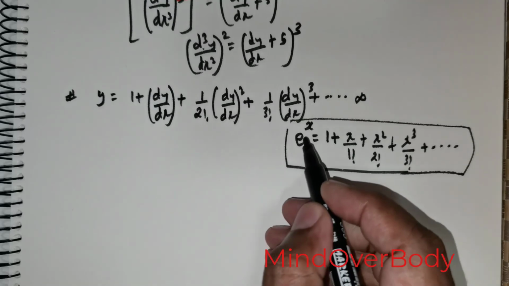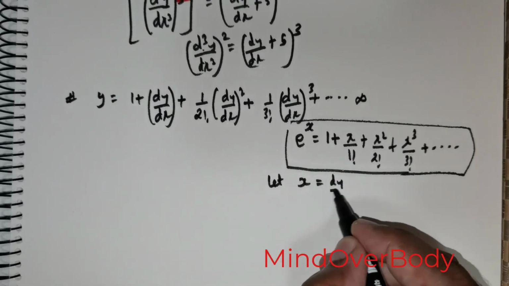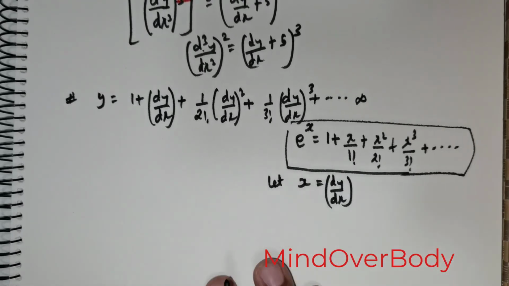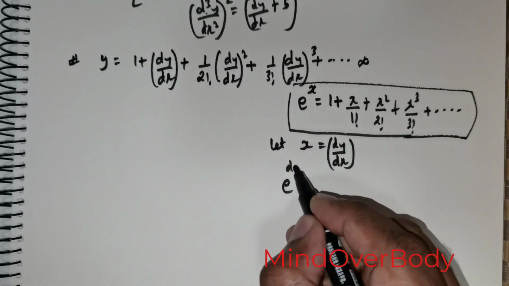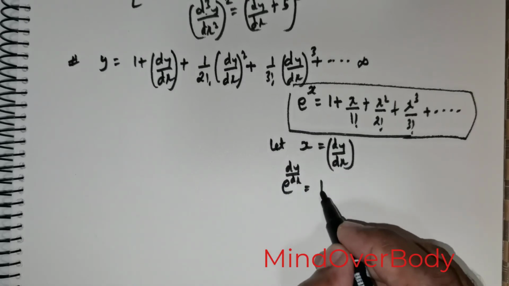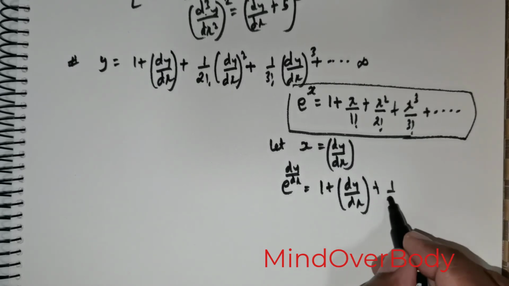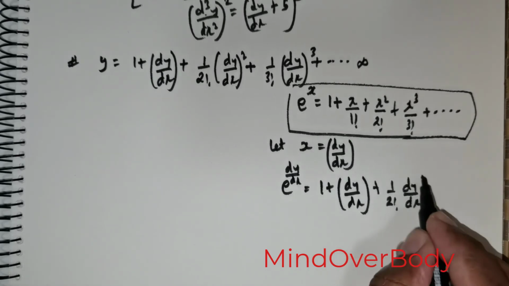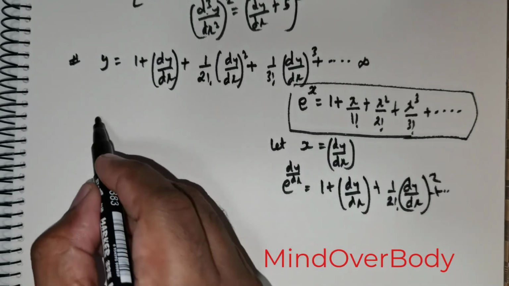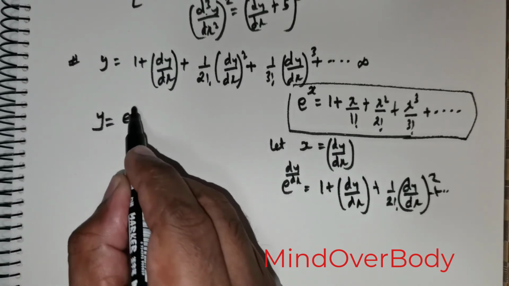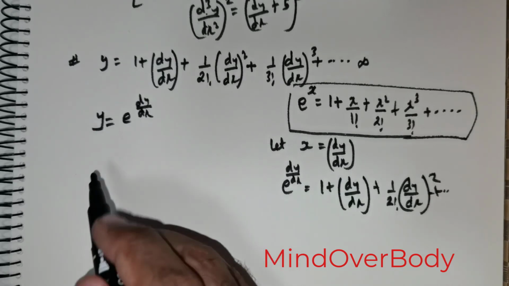So if I were to take x to be dy over dx, then I can clearly see that all I need to do is substitute dy over dx in place of x, and I would get this entire series: dy over dx plus 1 over 2 factorial times (dy over dx) raised to the power of 2, plus etc. So clearly we can see that I can write y as e raised to the power of dy over dx, but this is not in polynomial form because of the presence of this exponential.